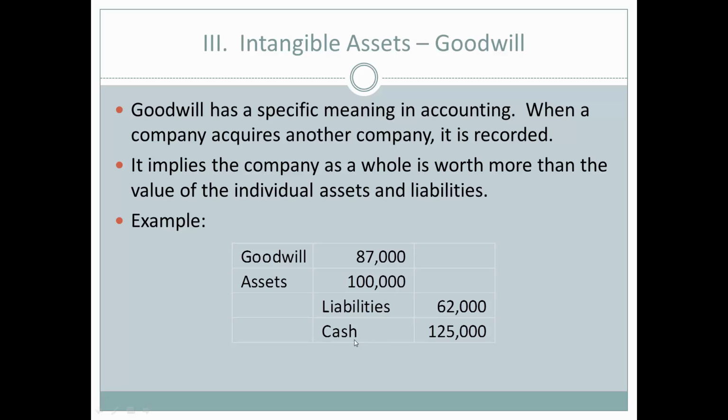And so since the cash was more than the assets minus the liabilities, the company purchased it for more than the company was worth on the face of it, and so goodwill would be recorded for the amount of that difference. Now, goodwill will never be amortized, but each year it is analyzed to determine if it should be written down if it's been impaired in any fashion.